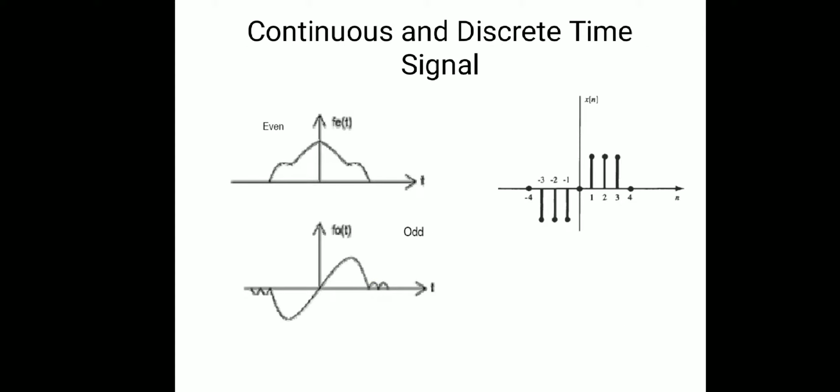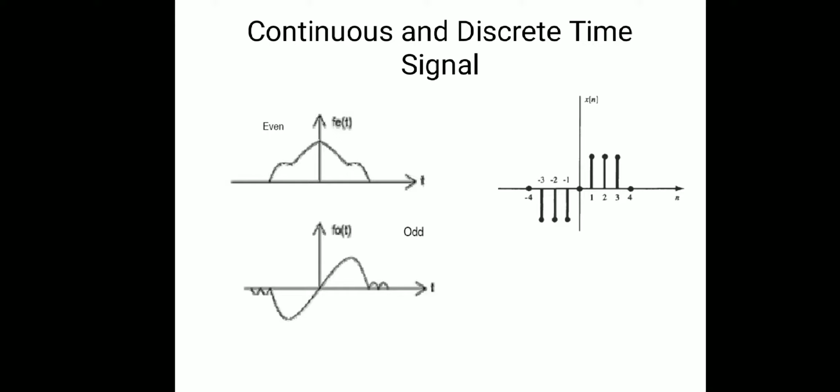Next, signals are classified into 5 types. The very first is continuous time signal and discrete time signal. The next is even and odd signals. Next is periodic and non-periodic signals. Next is deterministic and random signals. These are the different types of signals which we are going to study in the next class.